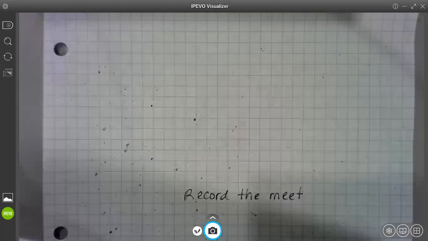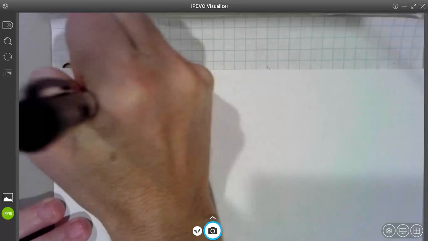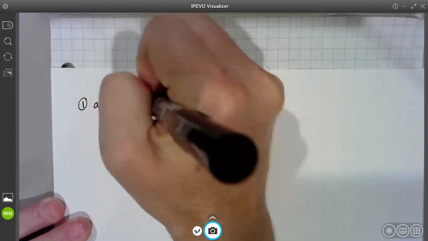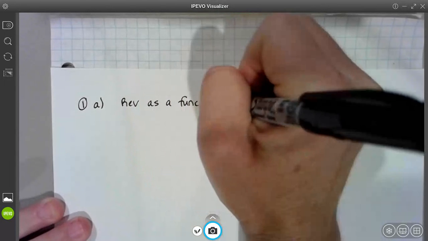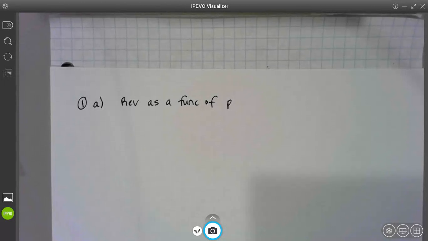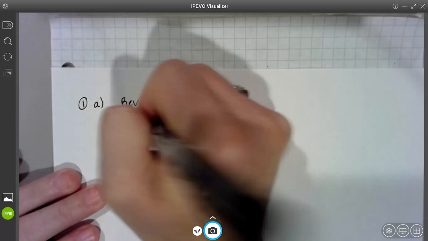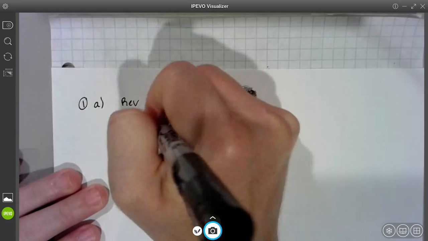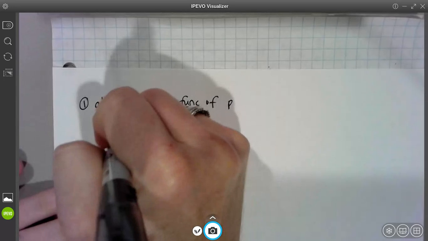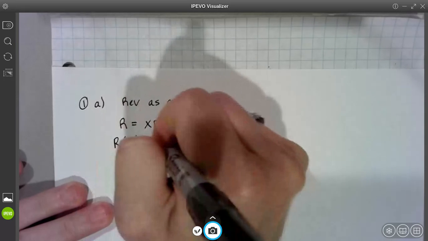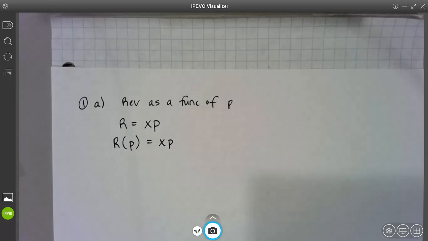Again, this is going to be all the flipping back and forth. So we want to write in number 1, part A, the revenue as a function of the price. All right, to get started, the revenue is always equal to X, the number of products sold, times P. Okay, they want the revenue to be a function of P. So they want R of P to equal X times P. That means price will be going into this function and the revenue will be coming out.